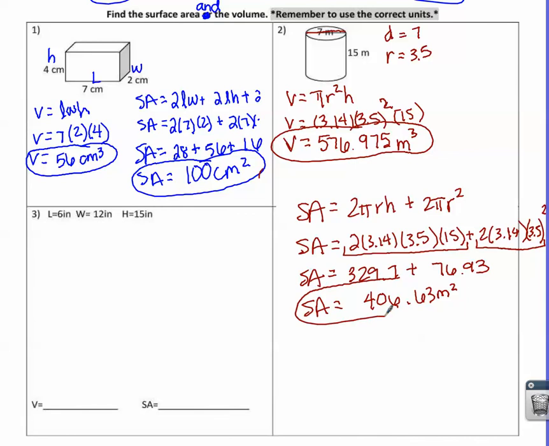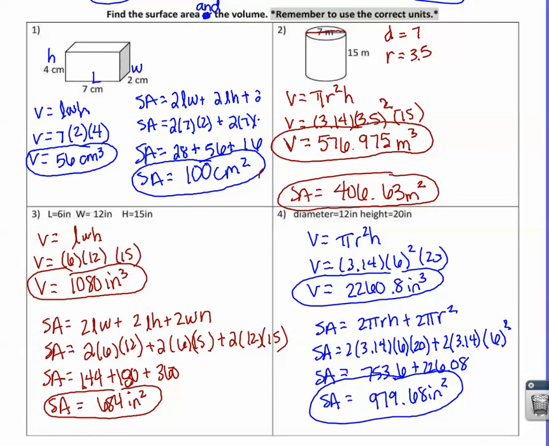You need to show all 4 steps for surface area and all 3 steps for volume: formula, what you plugged in, and your answer. Pause the video and try 3 and 4. Check your answers with the following problems. If you have any questions, ask your teacher.